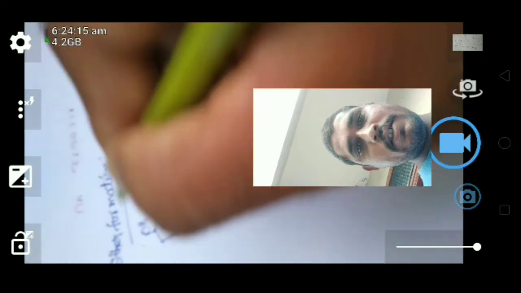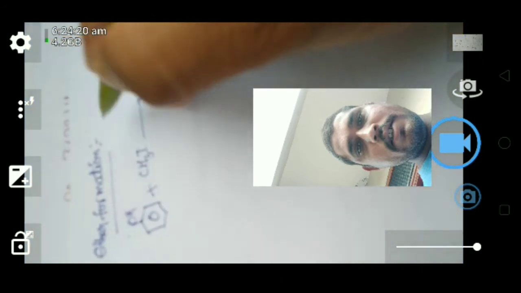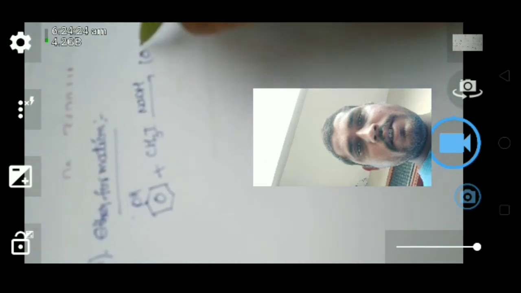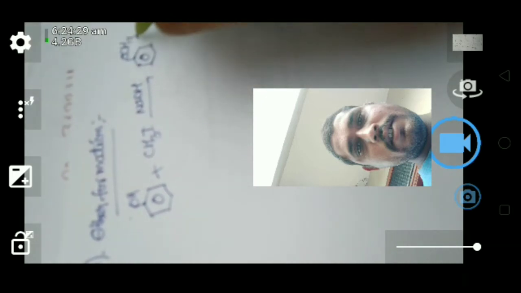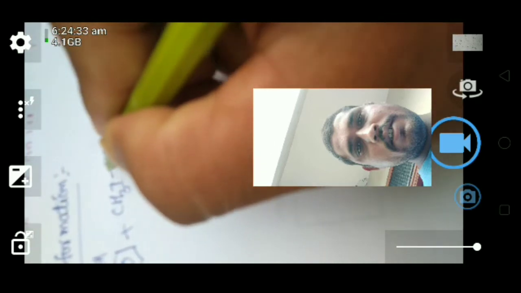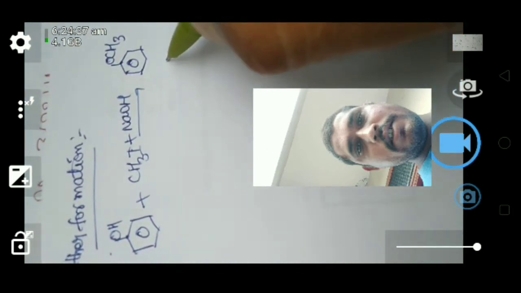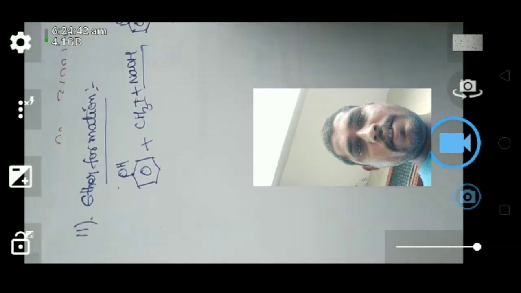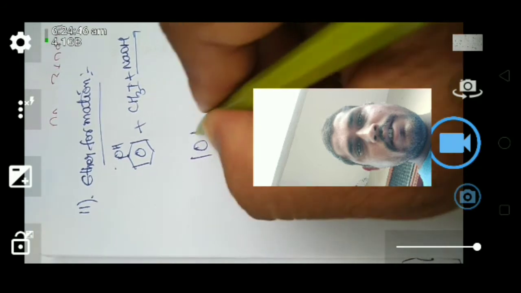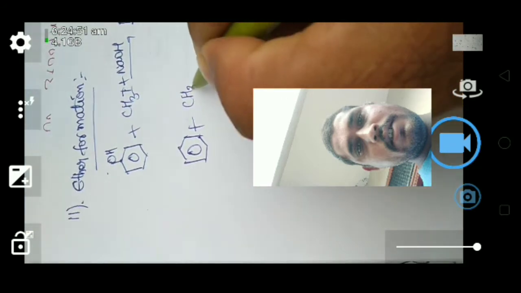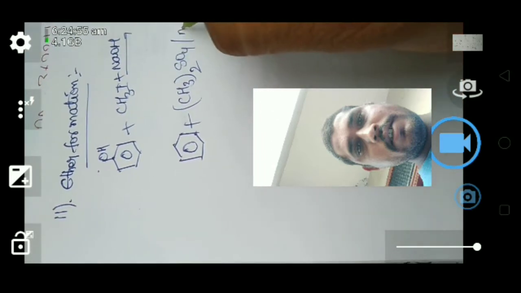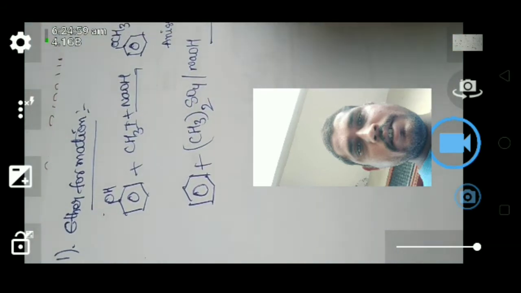Now we will see the reactions of phenol ether formation. Phenol reacts with methyl iodide in the presence of NaOH, a strong base, to give anisole. Or the same phenol, when reacted with dimethyl sulfoxide in the presence of a strong base, gives anisole.